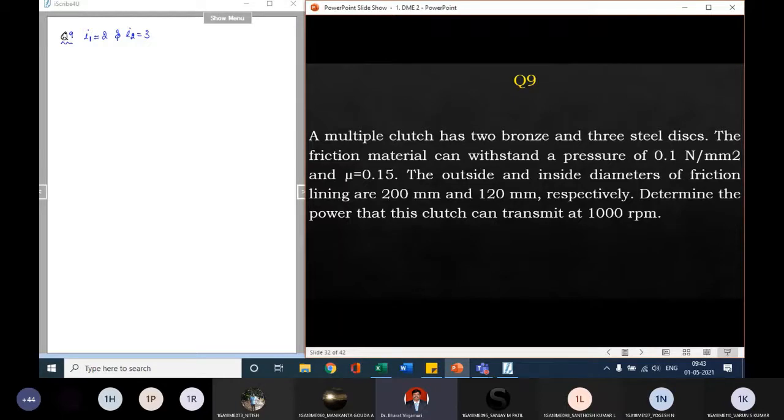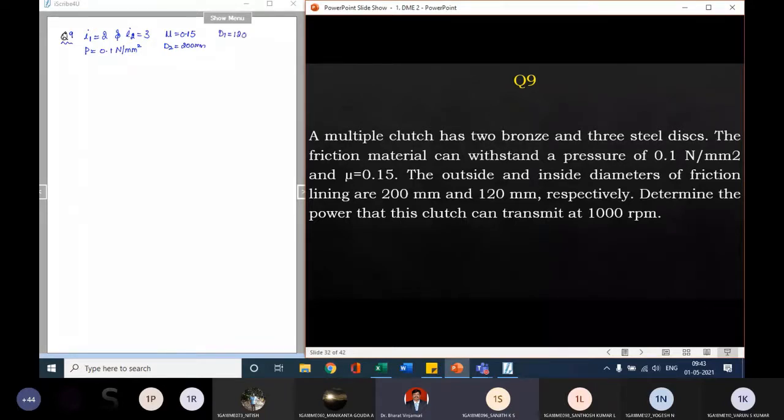Sanjit, next, the friction material. No, don't read. Tell me the notations. Sir, P is 0.1 Newton per millimeter square. P, pressure. Okay. Mu is 0.15. Done. And D2 is 200, sir. Right. Next. D1 is 120 millimeter.